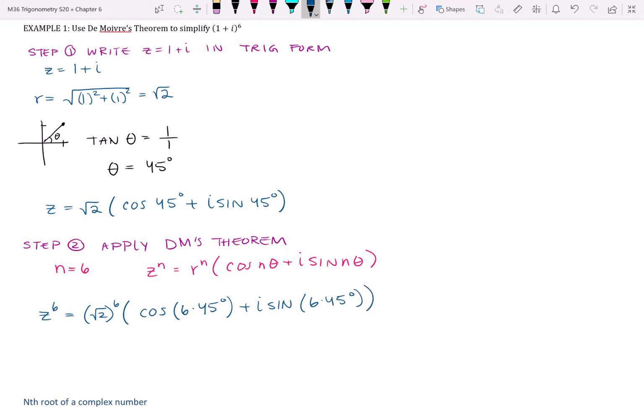All right, let's simplify this a little bit. We get z to the 6th power, which was the original problem. And for the square root of 2 to the 6th power, let's do that work on the side here. I'm going to shade this in pink so I can show you the side work over here. I'm going to call this the side work for that part.